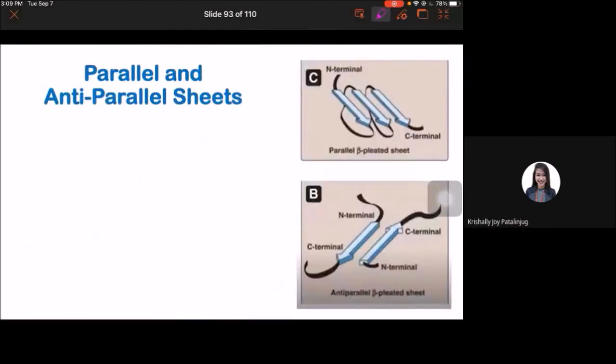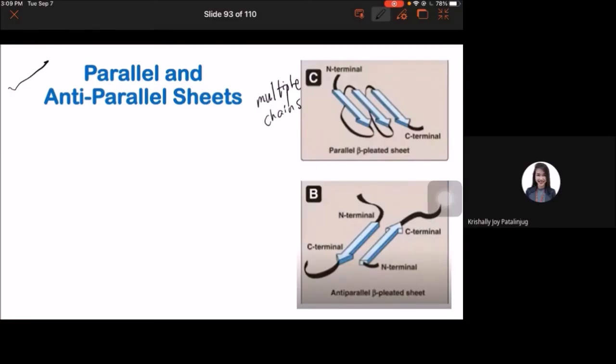Okay? Now, another concept that we need to discuss under beta sheets is the arrangement. Paano yung arrangement of those polypeptide chains? Under beta pleated sheets pa tayo. In particular, this concept is applicable to multiple chains, multiple polypeptide chains, more than one polypeptide chain.